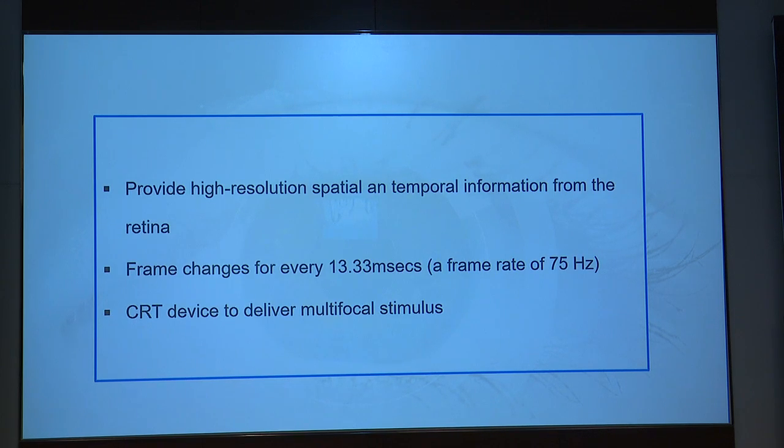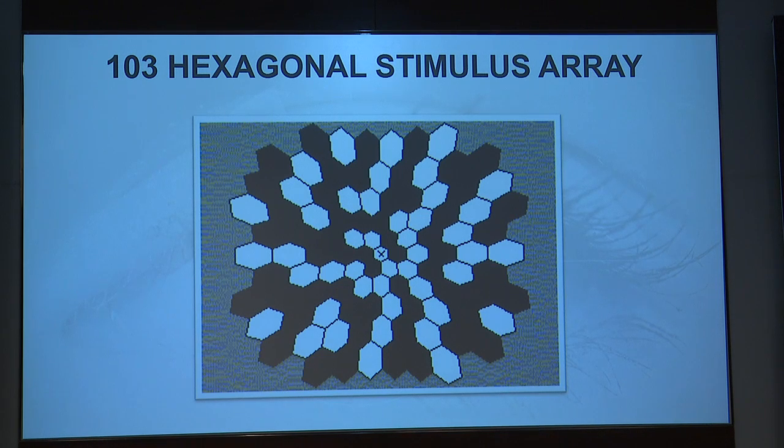It provides high resolution spatial and temporal information from the retina. There are frame changes and it changes very fast, and these changes are from the CRT monitor. That is, you have seen the checkerboard in the center, it comes from there. So there is a lot of focus in the macular area which gets stimulated. Approximately 65 to 103 hexagonal stimulus array stimulate that area, and they pick up the wave.